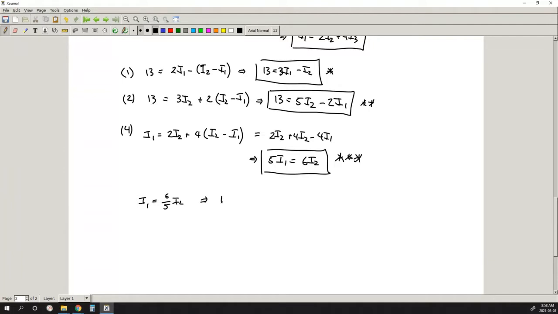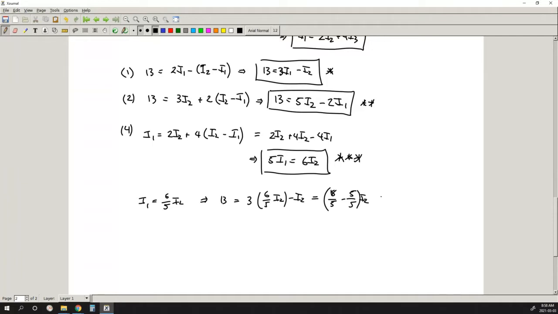So we're going to end up with 13. We're replacing, let's say, this one here in 1 star. So we're going to have 13 is equal to 3 times I1. Well, that's just 6/5 I2 minus I2. So this is going to be equal to 18/5 minus 5/5 I2.